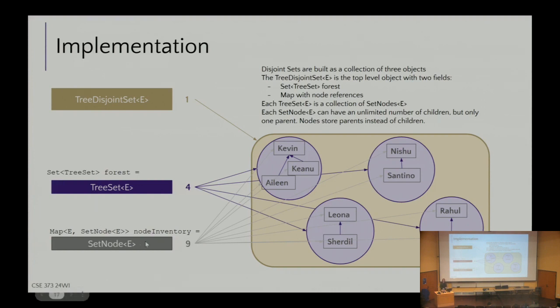Within each tree set is some number of set nodes, representing, in this particular case, names of my TAs, possibly from 2021 or something. So here is a set we're going to call Kevin, because Kevin is the overall root, and Kevin has 2 other TAs hanging out with him in that singular tree set, Eileen and Keanu. Questions about how we've got sort of 3 different objects floating around here?